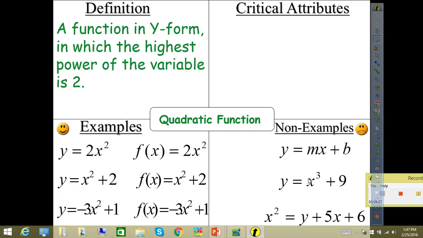Okay? So, Juan, why is this not a quadratic function? It's higher than 2. What is the variable on this one? I mean, what is the exponent? 3. So think about that. If this one has a 2 and it's a quadratic function, this one has a 3 as an exponent, what is this called?